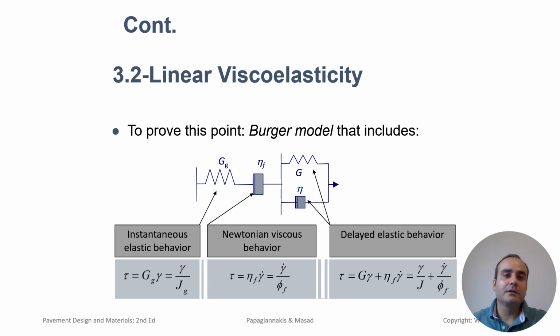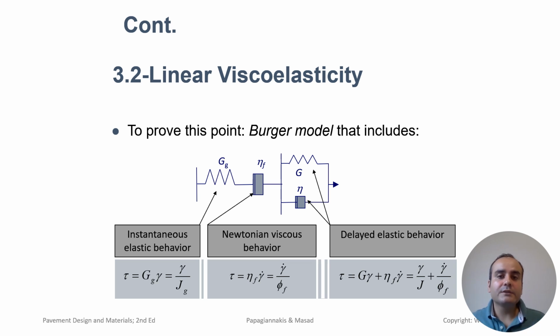In other words, the first spring in the Burger's model accounts for the instantaneous elastic deformation that occurs when a load is applied to the pavement. This is recoverable, meaning that once the load is removed, the material returns to its original shape. The dashpot represents again the viscous flow of the material, which leads to permanent deformation or creep. In pavement engineering, this is important for understanding how asphalt pavements experience rutting or permanent deformation under sustained traffic loads.